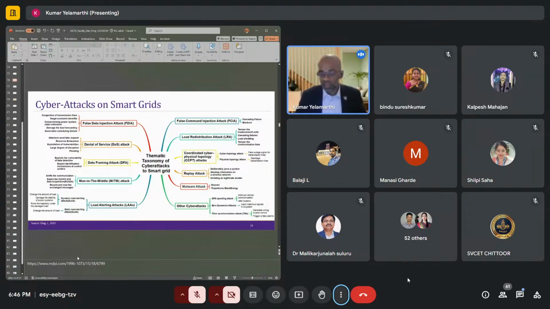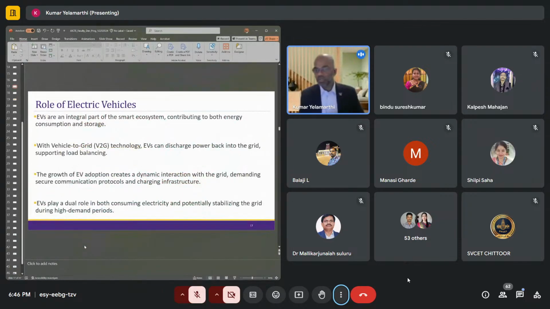And here is the taxonomy of the different types of cyber attacks on the smart grid, which is what I was trying to talk about. Now, coming back to electrical vehicles, EVs are the new buzzword. I mean, the new way of transportation.